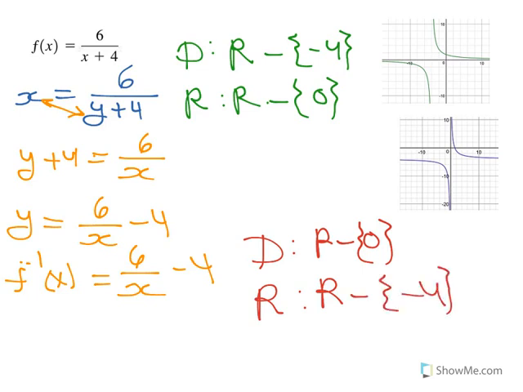And as you can see on the graph itself, in the first graph of the main function on top right here, you have an asymptote at x equal negative 4, and also another horizontal asymptote at y equal to 0. So that verifies the domain and range. And even when we flip them for the inverse function, as you can see, you also have a vertical asymptote at x equal to 0 and a horizontal asymptote at y equal to negative 4. So that verifies the domain and range.